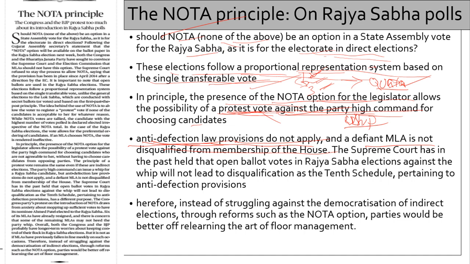And it is because the Supreme Court has in the past held that voting against the whip in the Rajya Sabha elections will not lead to disqualification under the 10th Schedule pertaining to the anti-defection provision. So according to the 10th Schedule, which defines the anti-defection law, a member of the Legislative Assembly can go against the party will by choosing the member of Parliament in the Rajya Sabha.